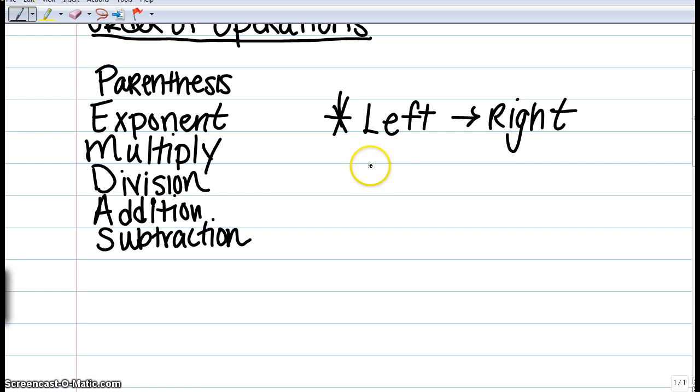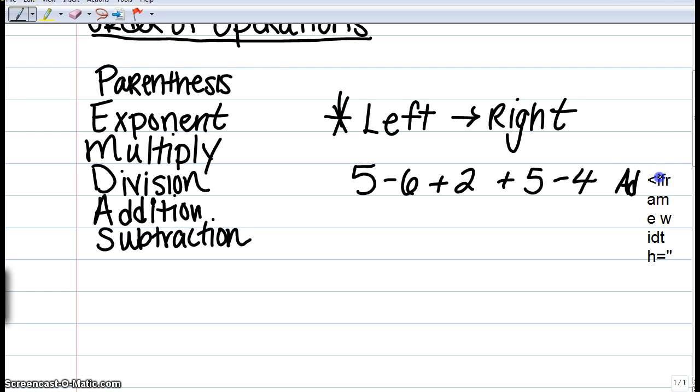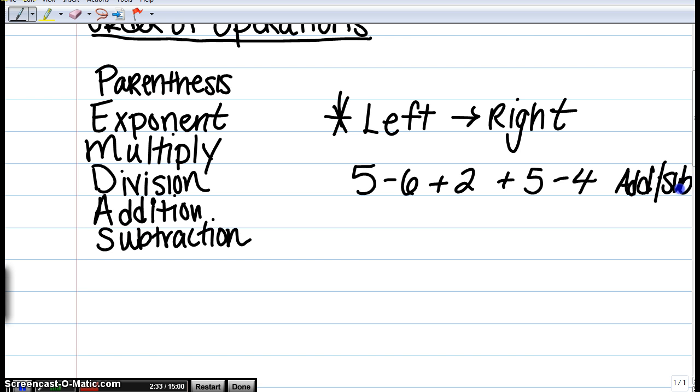If you have only addition or subtraction left and you're trying to simplify something, like if I would give you this expression and I told you to simplify it, you notice that you only have addition or subtraction. So you would make sure that you go from the left to the right. So you do 5 minus 6 plus 2 plus 5 minus 4. You don't necessarily add the 5 and the 2 together and the 5 and the 2 negatives and subtract them. You've got to make sure that you go from the left to right.